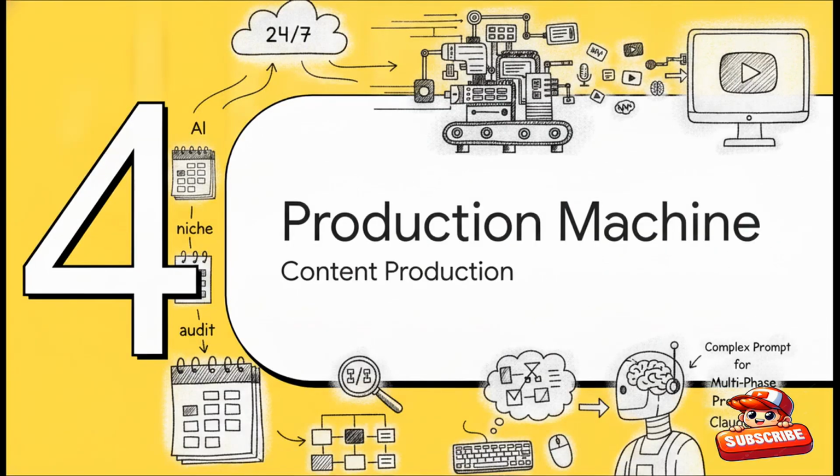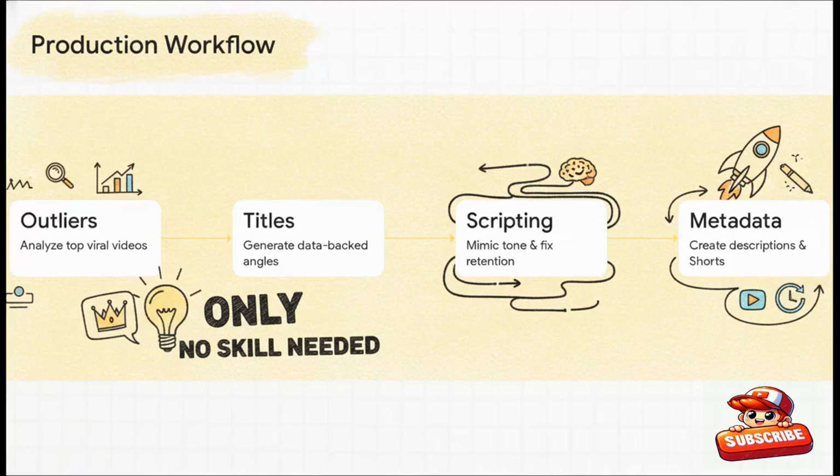Step 4. The content production machine. This is where the AI acts as a 24/7 production house, taking a topic like how to make money with AI in 2026 and running with it. Here is exactly how that workflow breaks down: outlier research, title and angles, scripting, and then metadata and shorts.